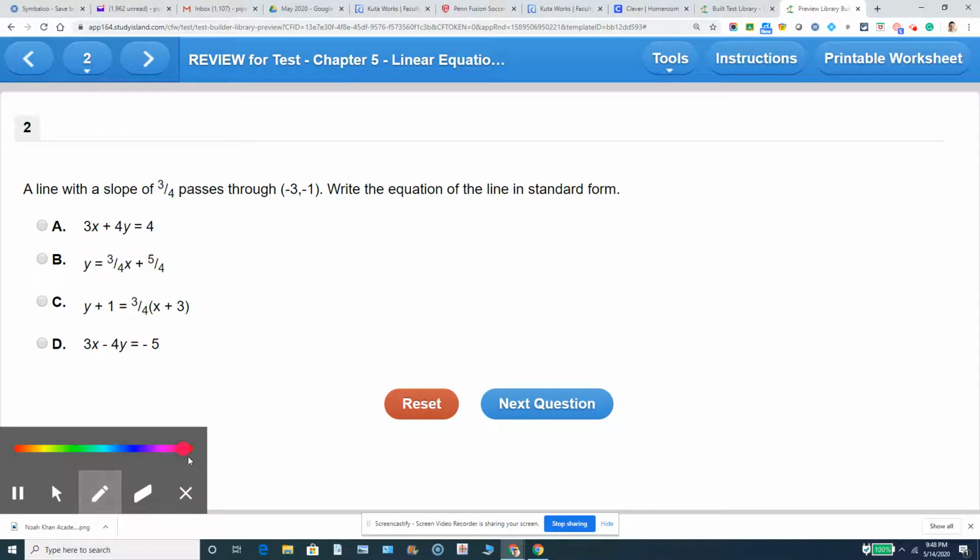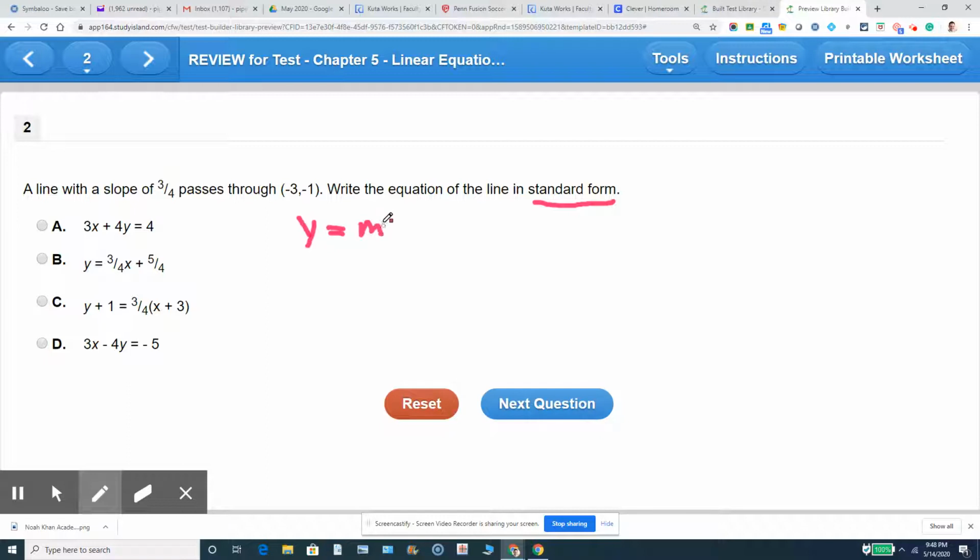Guys, you can't write the equation of the line in standard form immediately. What you need to do if the question asks for standard form and they give you information on the line is put it in slope-intercept form first and then convert it to standard form. So that's what we're going to do. Now, for some of you at this step, you might use point slope, and that's fine. So they give me the slope, which is 3/4, and it passes through (-3, -1). So these go in for my x and y.